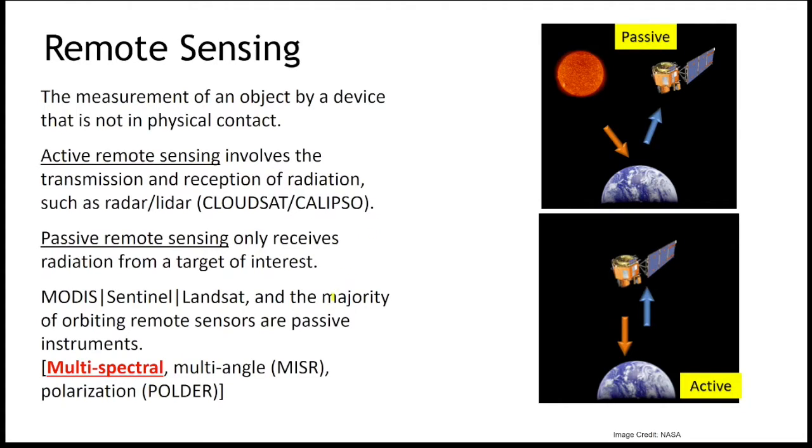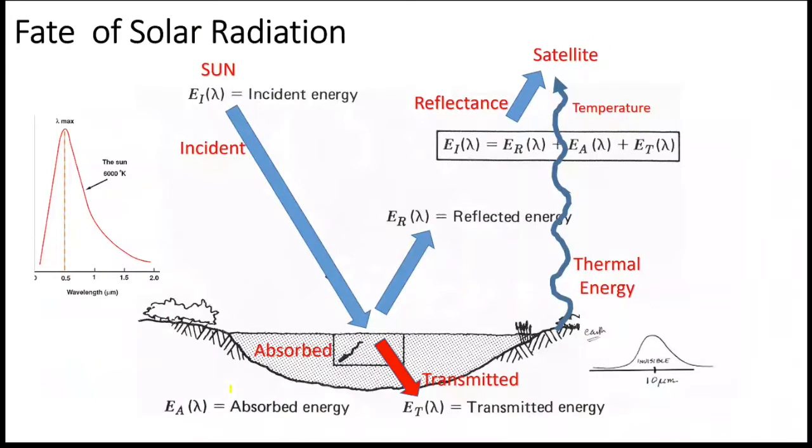So MODIS, Sentinel, and LANDSAT, and the majority of orbiting remote sensors are passive. Again, just as a piece of information, we'll be concentrating on multi-spectral satellite data today, but there's also multi-angle. An example is MISR. There's polarization data. An example is POLDER, but we won't be concentrating too much on it in the interest of time.